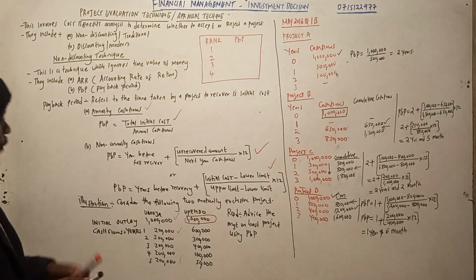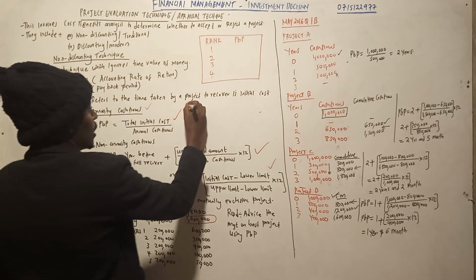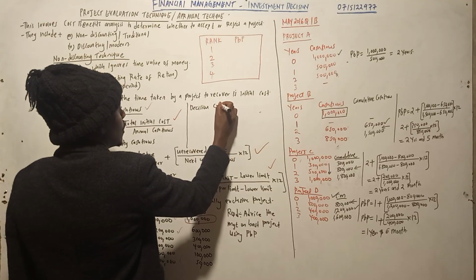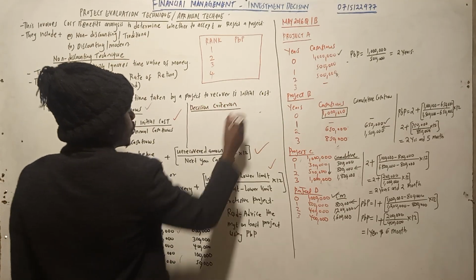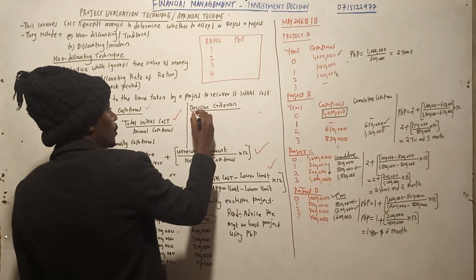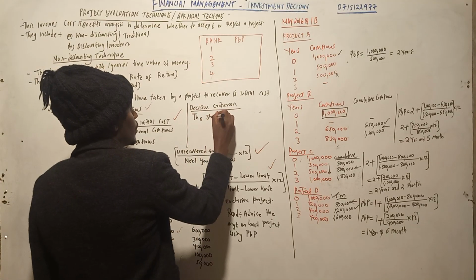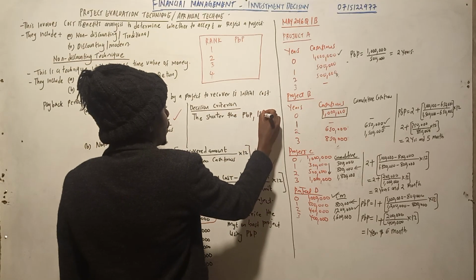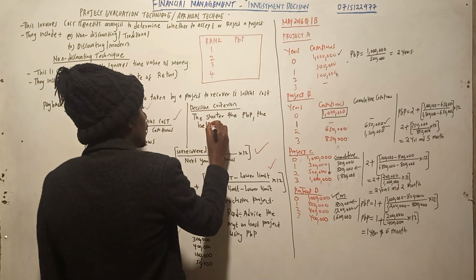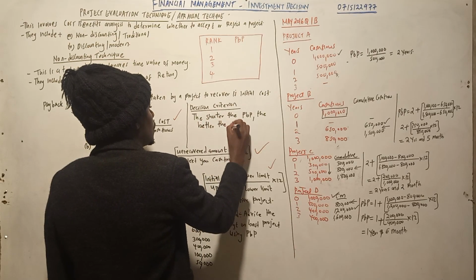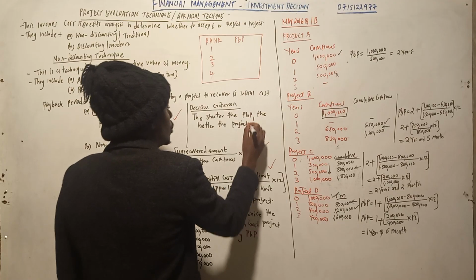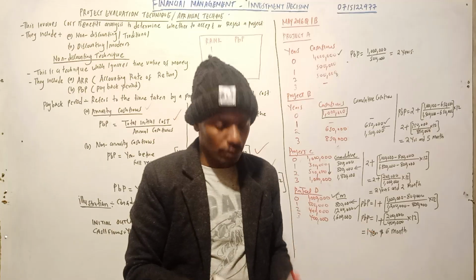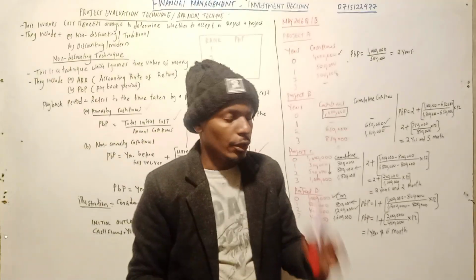Now we did not give the decision criteria. So let us give the decision criterion here before we rank. The decision criterion: the shorter the payback period, the better the project. So the sooner we recover our cost, the better the project.